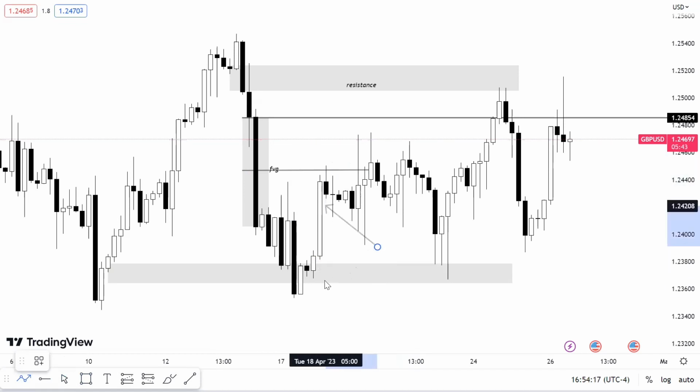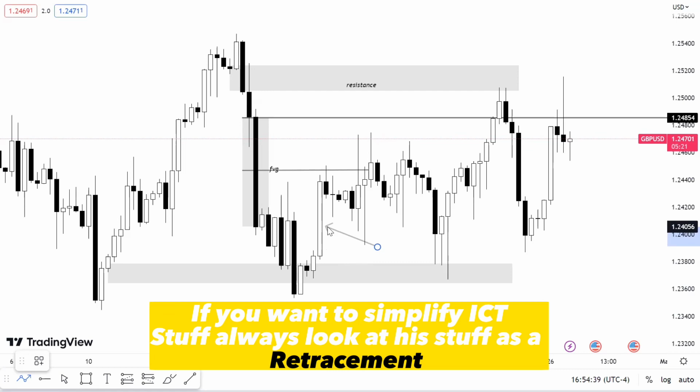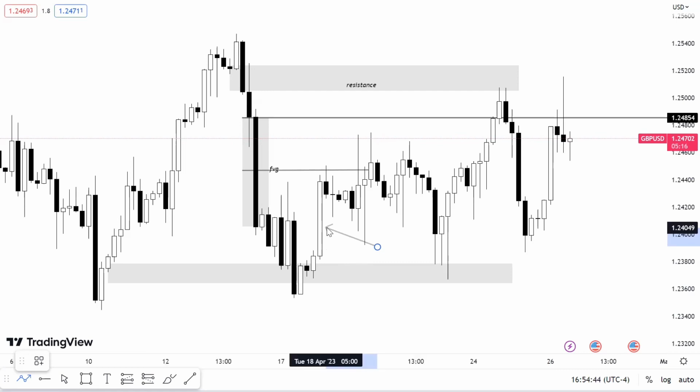We are using the candle that pushed us up to the fair value gap. The candle that pushed us up to the fair value gap will be the candle that we use to buy price, because it is not a seller's market. Fair value gaps, guys, are just a retracement. I don't know if I've said this on the channel, but for real, if you want to simplify ICT stuff, always look at his stuff as a retracement. Most of the things that he taught, I'm telling you, I've paid for his mentorship. I know exactly what I'm saying. They are just retracement.